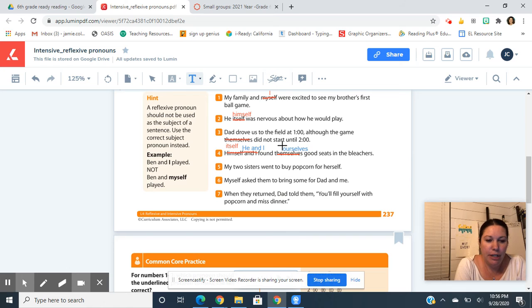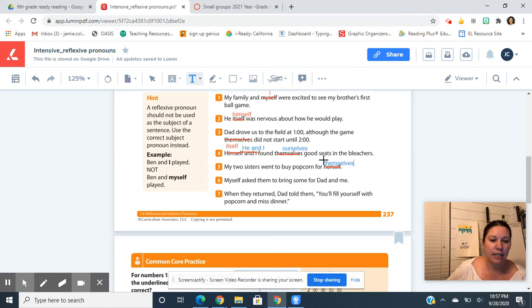Number 5. My 2 sisters went to buy popcorn for herself. Okay, so it's talking about 2 sisters here. So if it's talking about 2 sisters, herself is singular. We don't want the singular version. We would want the plural version. So that would be themselves. Yep. So we're going to put that right above here. And we'll put themselves. So my 2 sisters went to buy popcorn for themselves. That sounds a lot better.